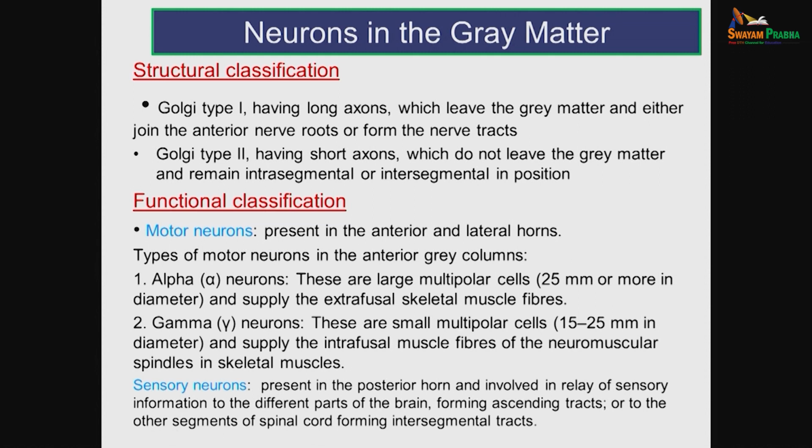spindle in skeletal muscle. So, motor neurons are present in the anterior grey horn and lateral grey horn, and sensory neurons are present in the posterior grey horn. They are involved in relay of sensory information to different parts of the brain, and hence they form the ascending tracts. So, sensory neurons are seen in the posterior grey horn and motor neurons are present in the anterior and lateral grey horns. This is the functional classification of neurons in the grey matter.